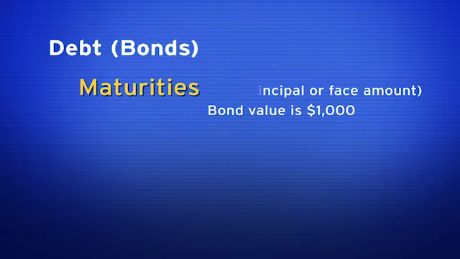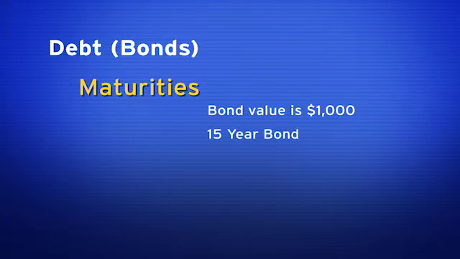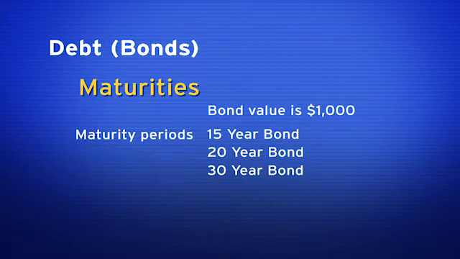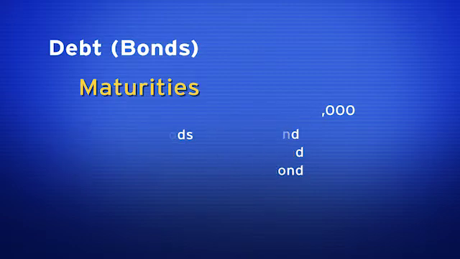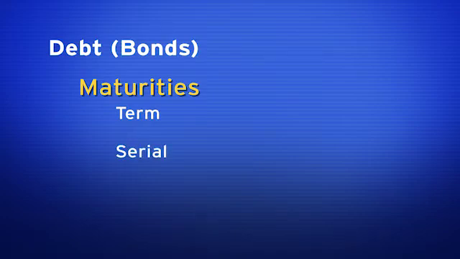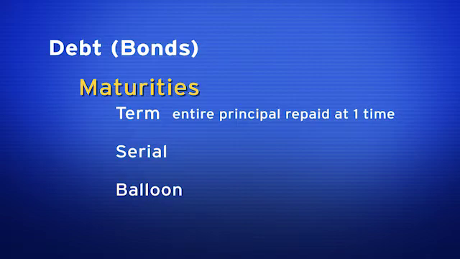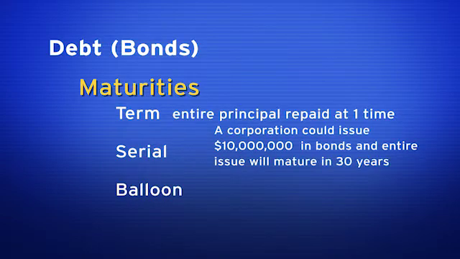So we could have a bond issuer issue a 15-year bond, or a 20-year bond, or a 30-year bond, and those would be the maturity periods. At the end of that period, the bond would mature, would be redeemed, and the bond would no longer exist. Now, there are three different types of maturities here. There's a term bond, a serial bond, or a balloon bond. A term bond is when the entire principal would be called at one time. So we might have a corporation who issues $10 million worth of bonds, and the entire bond issue will mature in 30 years. That would be a term bond. The entire bond issue would mature at one time.